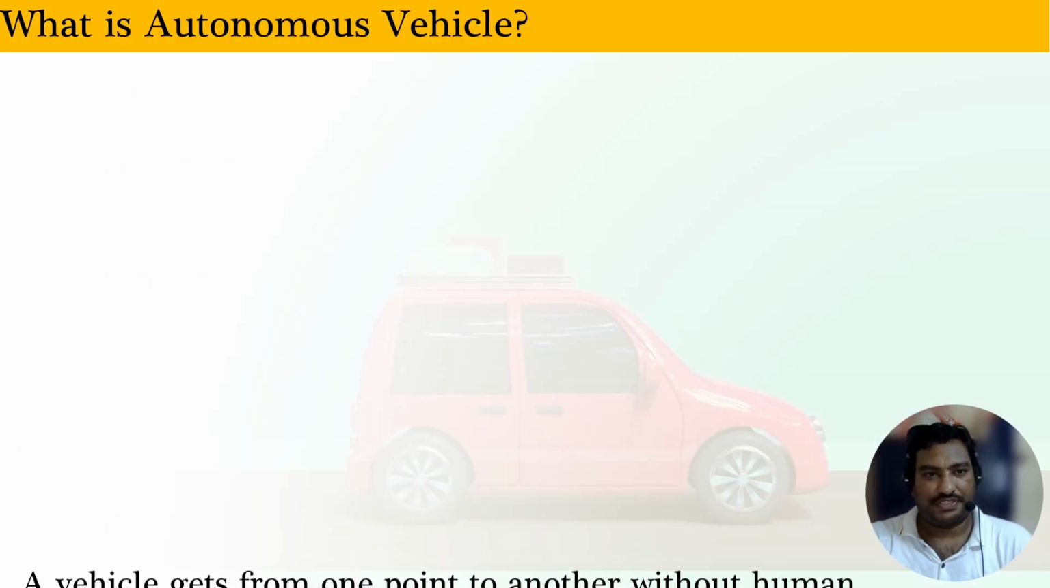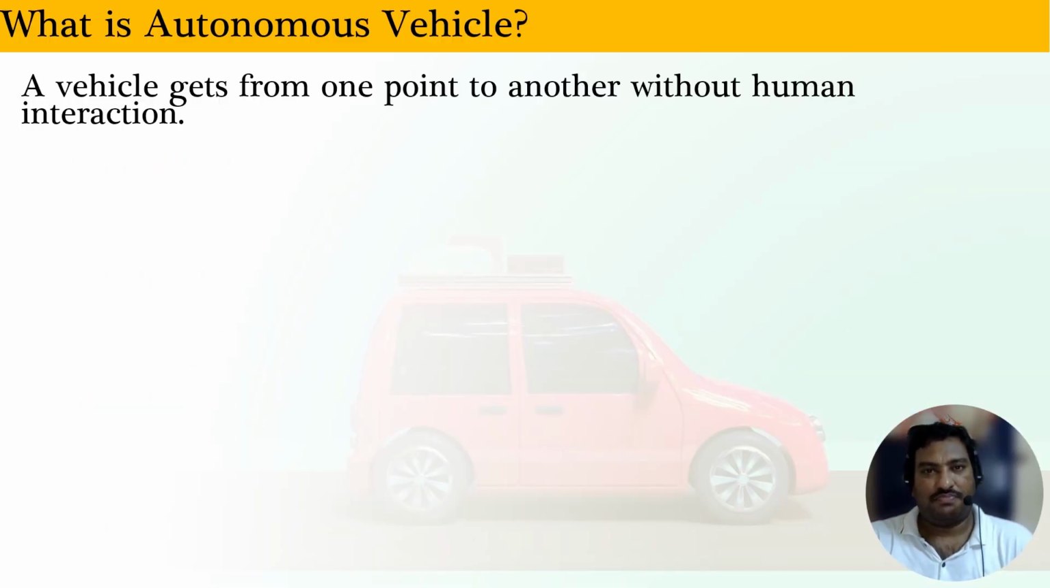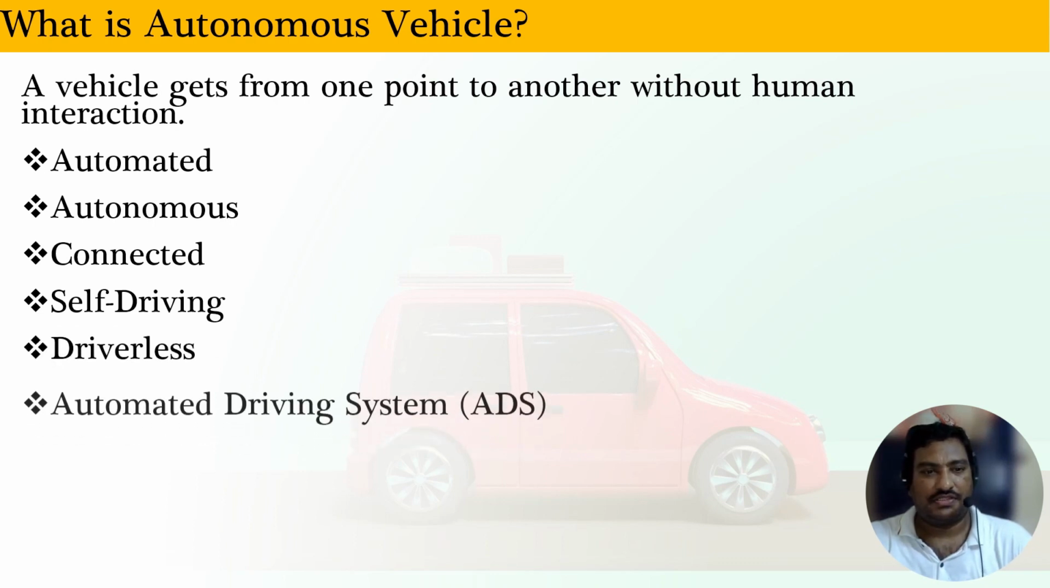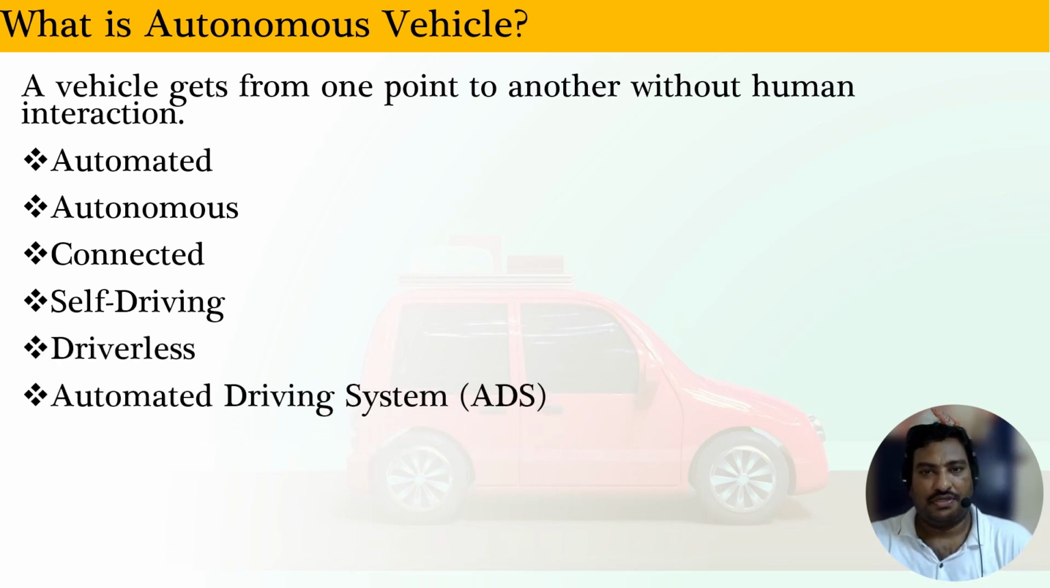What is an autonomous vehicle? A vehicle that gets from one point to another point without human interaction. That's known as autonomous. Recently you may have heard so many words: automated, autonomous, connected, self-driving, driverless, automated driving system. These terminologies are commonly used for autonomous vehicle technology.